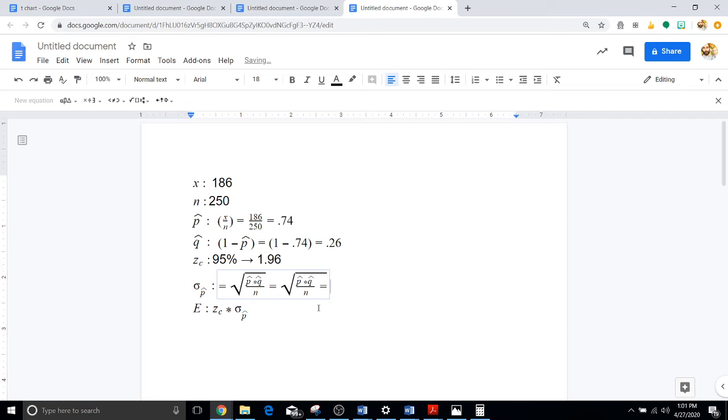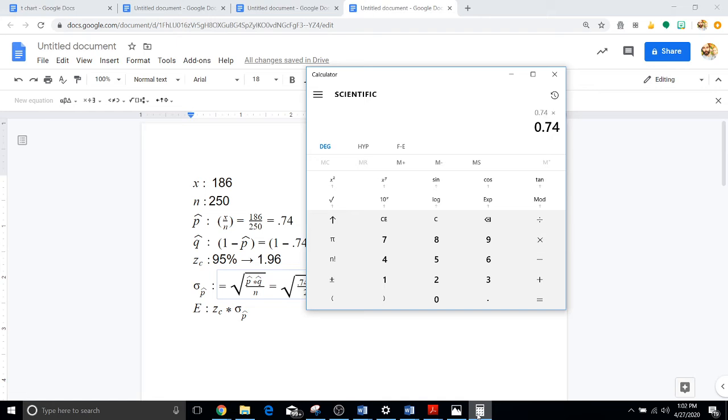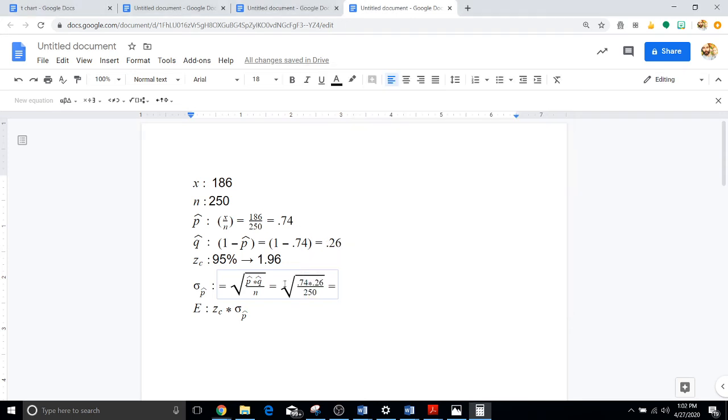Okay, so that's going to give us the square root. Oh wait, let's actually fill these in. Our p hat we said was 0.74. Our q hat was 0.26. And our n was 250. All right, let's find out what that is. So 0.74 times 0.26 divided by 250 is this. Let's square root it, and we get approximately 0.027. Let's call that approximately 0.03. We can actually change this to approximately 0.03.